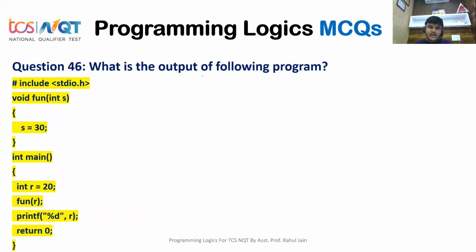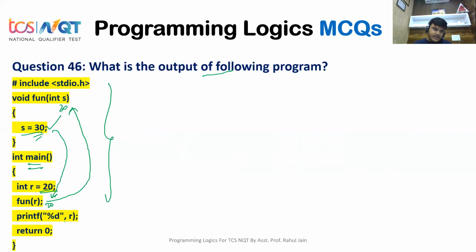Next question is, what is the output of the following program? If you will see here we have initialized s equals to 30, and the main body starts from here. int r equals to 20. Okay, function is called with r. So the function takes int s. Here the value of r, that is 20, would be passed. s equals to 30. Okay, no problem. Then after executing this, we are coming back and printing r. So no change to r. So r will be printed as 20.